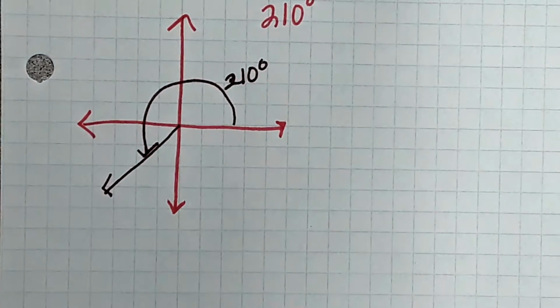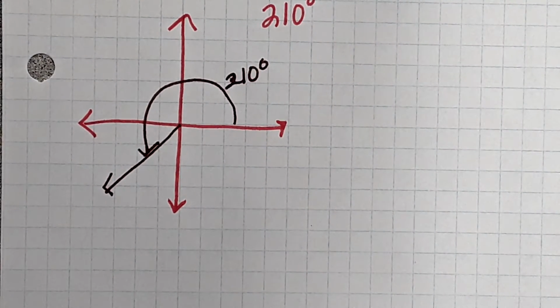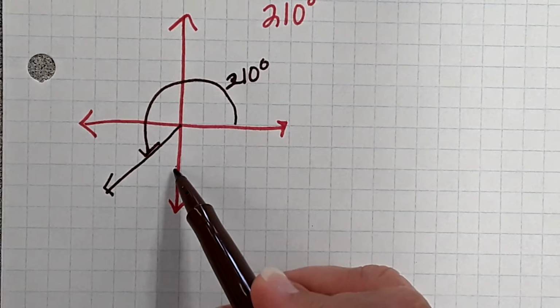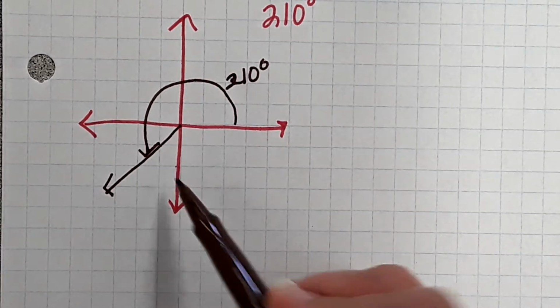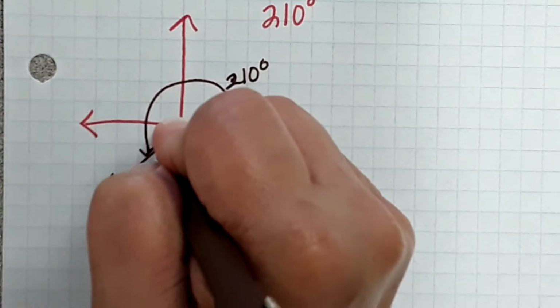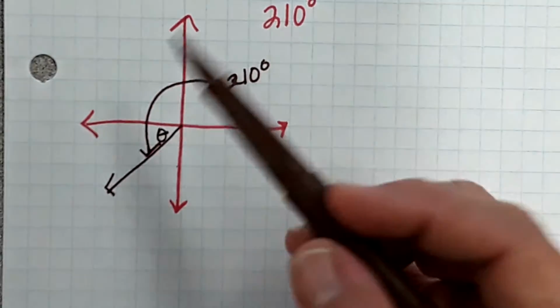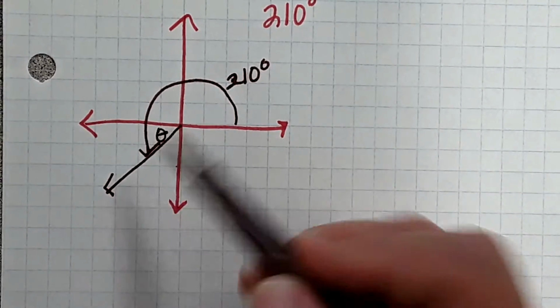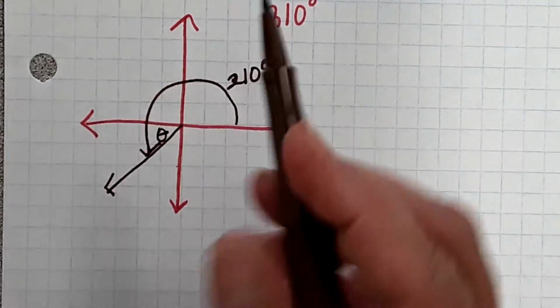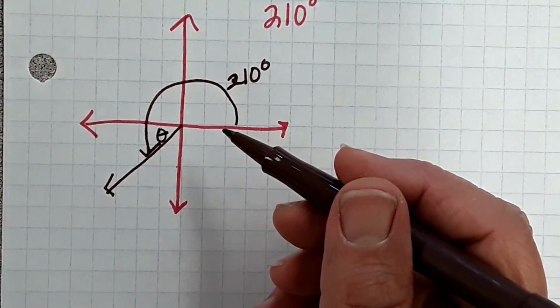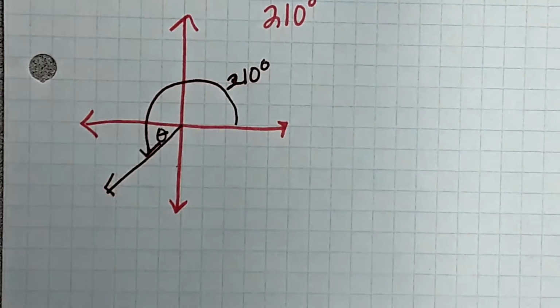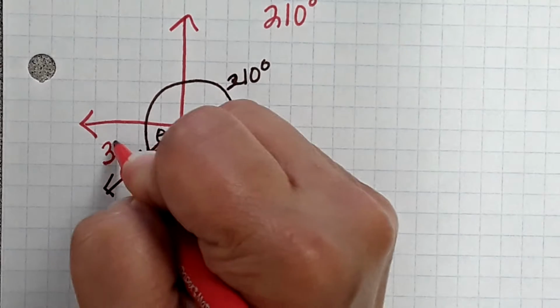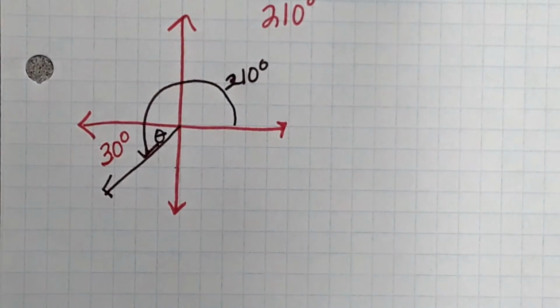Now, remember what I said. The theta is what? The terminal to the x-axis. Well, if I go this way, that's not the x-axis, that's the y-axis. So my terminal angle is right here. So if this is 210 degrees and this is 180, what is the difference? 30. So my reference angle is going to be 30 degrees. So I did the 210 minus the 180.